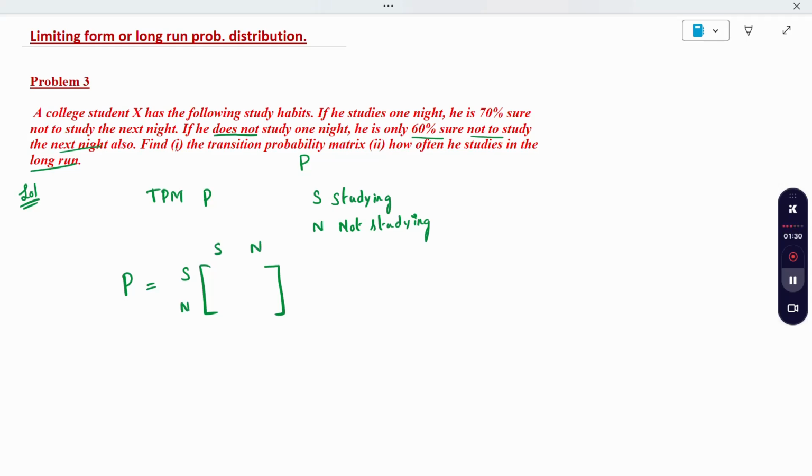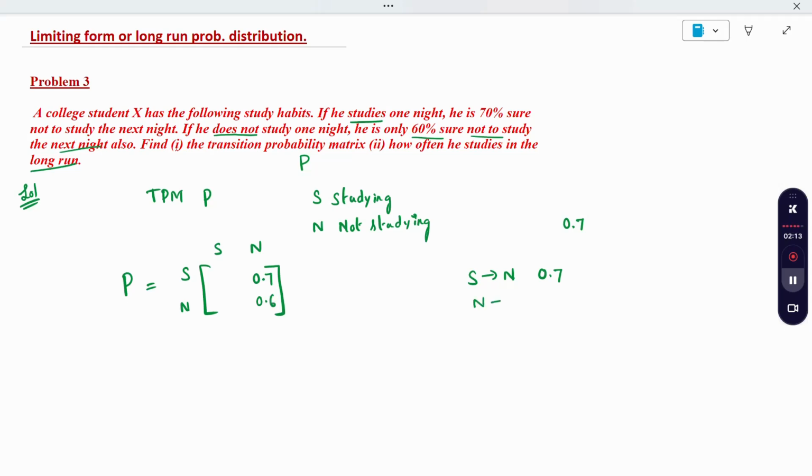So now what is the question given? 70% means 0.7. He studies one night and does not study the next: study to not study, it's 0.7. It is mentioned in the question. Fix 0.7. Next, he does not study and again does not study. Both not to study is 60%, 60% means 0.6.